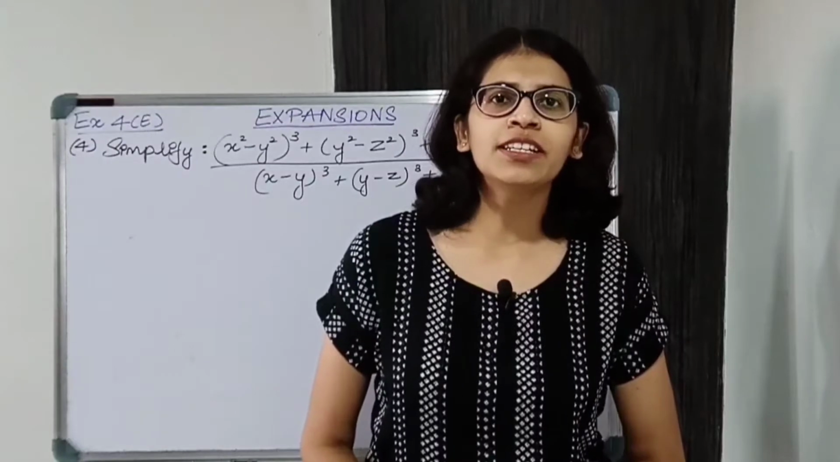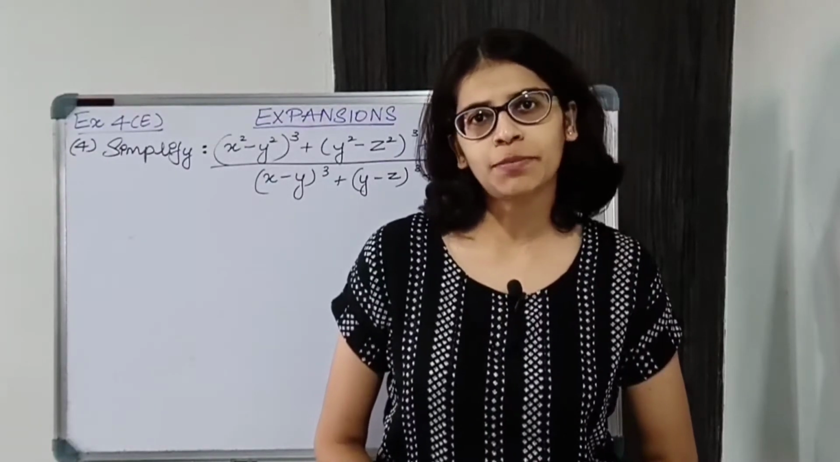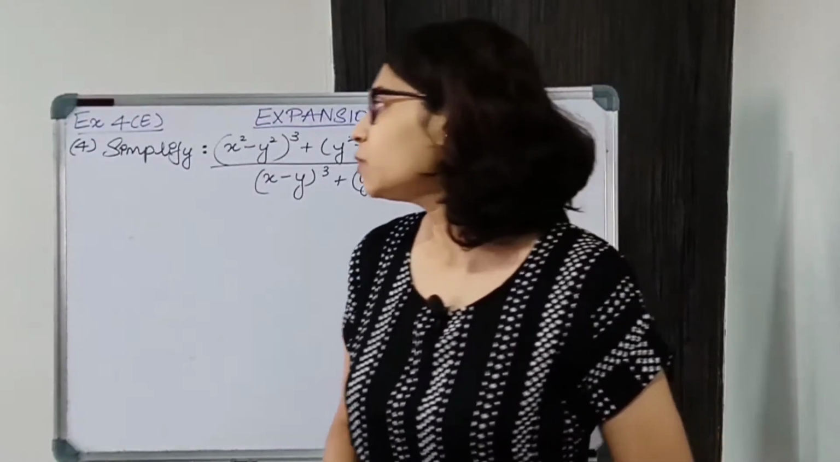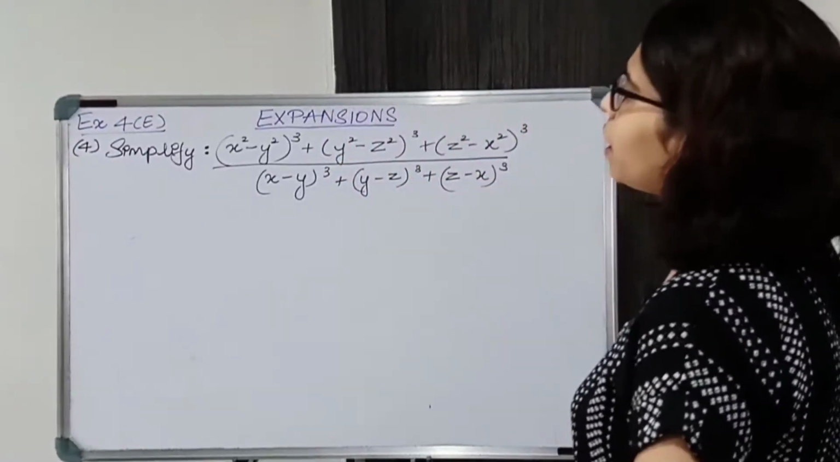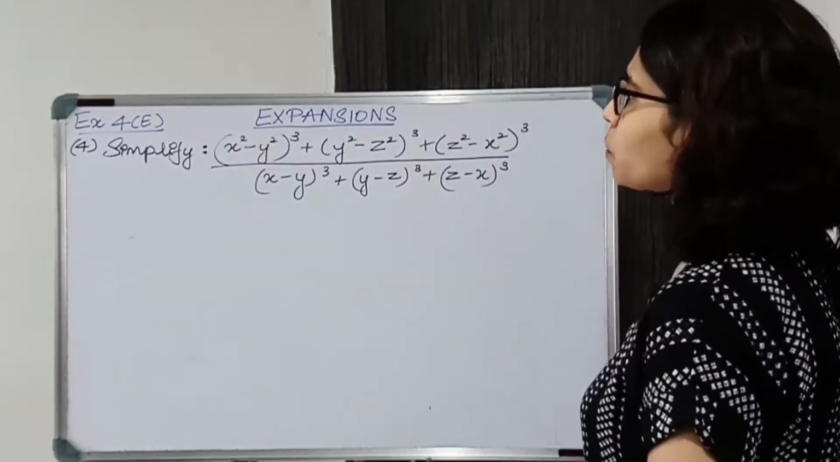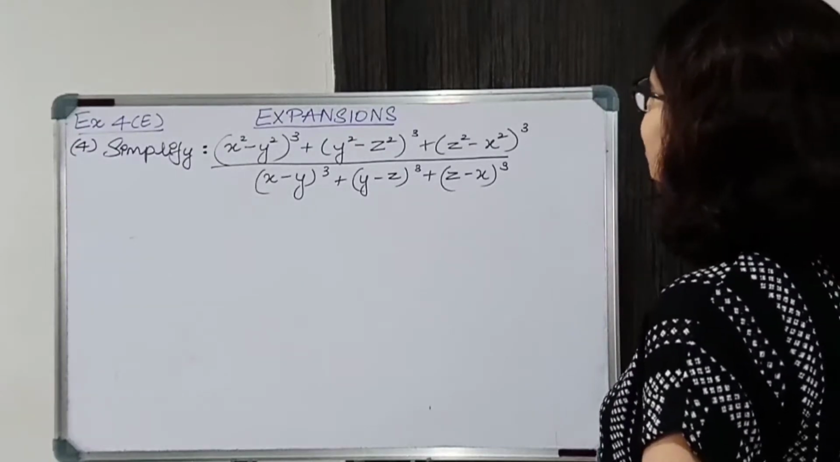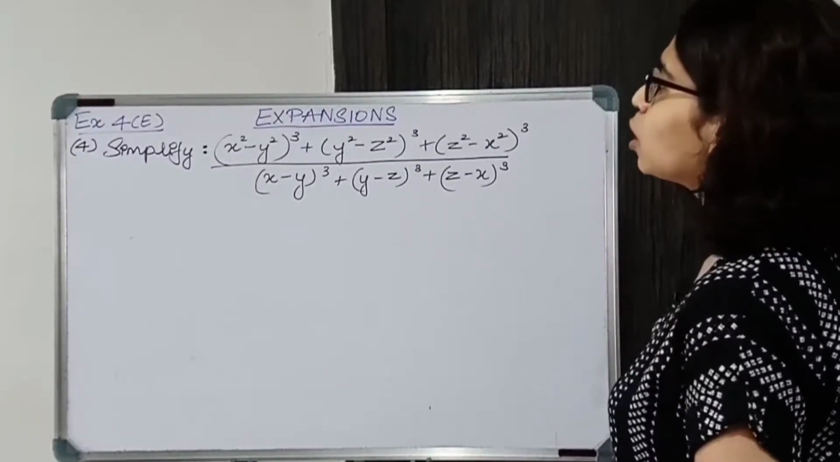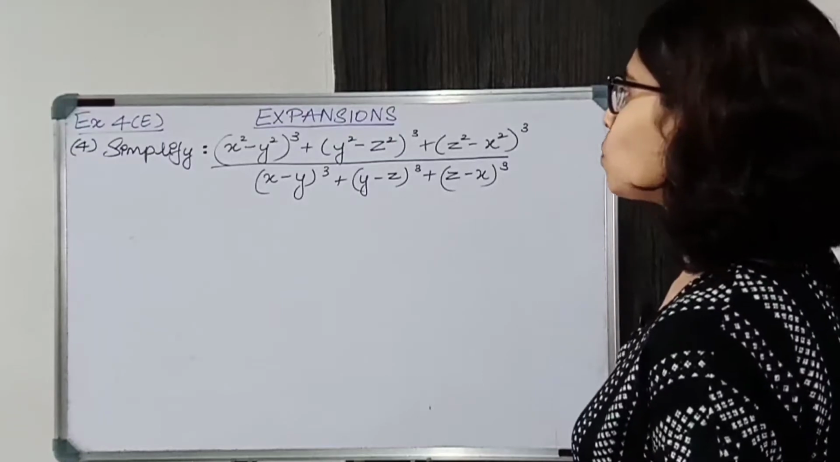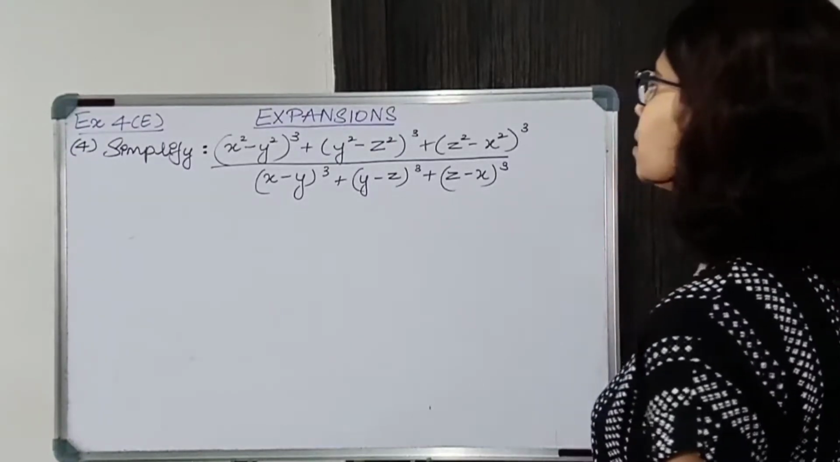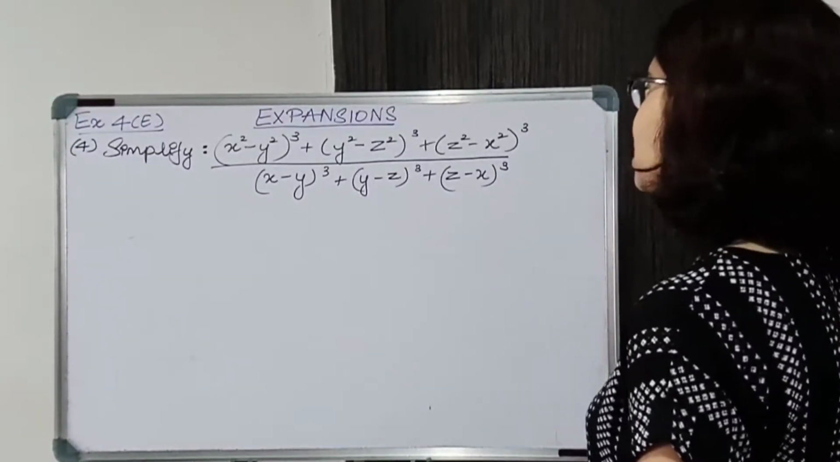In this video, we'll continue with exercise 4E from chapter expansions. So starting with question number 4, simplify x square minus y square the whole cube plus y square minus z square the whole cube plus z square minus x square the whole cube, the whole upon x minus y the whole cube plus y minus z the whole cube plus z minus x the whole cube.